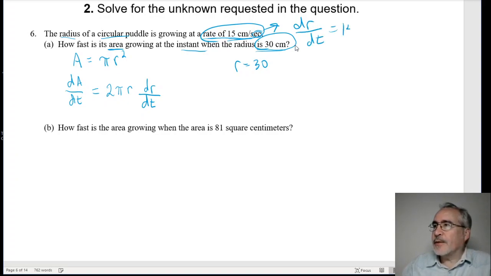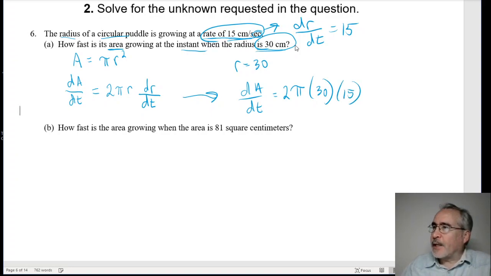So dr dt equals 15. We substitute that in, and we substitute 30 in for r. That gives us dA dt equals 2 pi times 30 times dr dt, which is 15. Now all we have to do is the arithmetic. 2 times 15 is 30. 30 times 30 is going to be 900 pi. So dA dt is 900 pi.